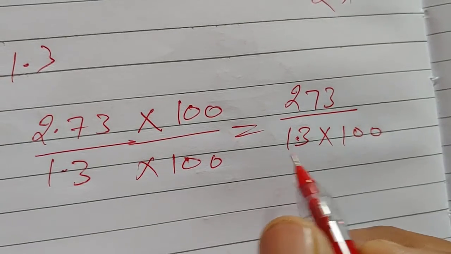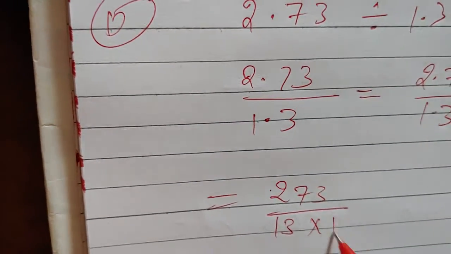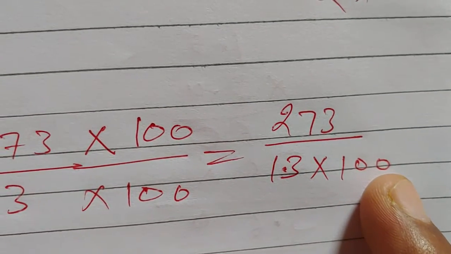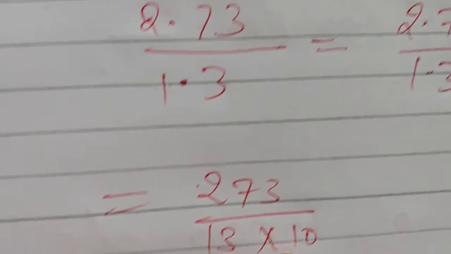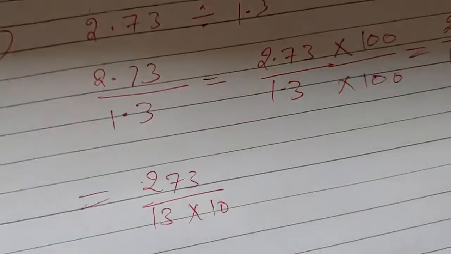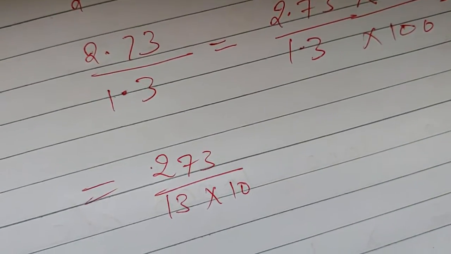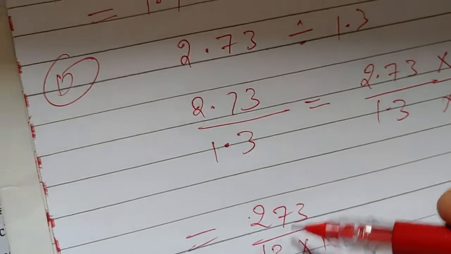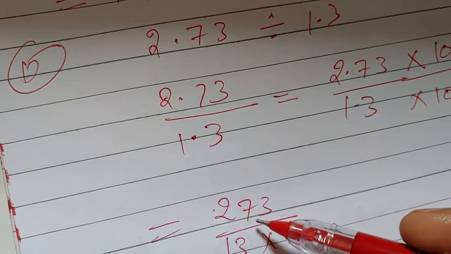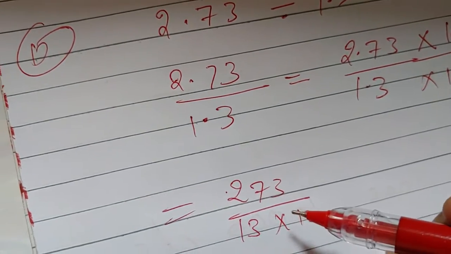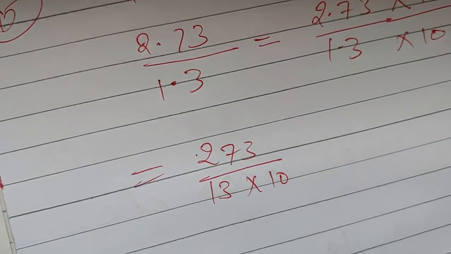In the next step, the decimal place will be removed. So 273 divided by 13 into 10. Why 13 into 10? We have taken only this value and kept the 10 here. So this is 273 divided by 13, upon 10. Now you can easily take the cancellation. See how many times 13 goes. If it comes in the table of 13, you can divide directly, and when it does not, take the help of the traditional method.